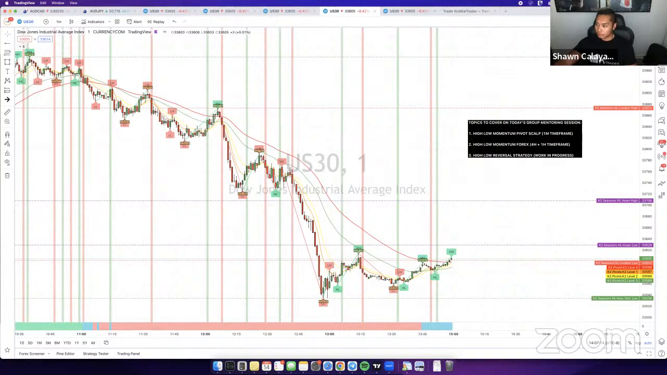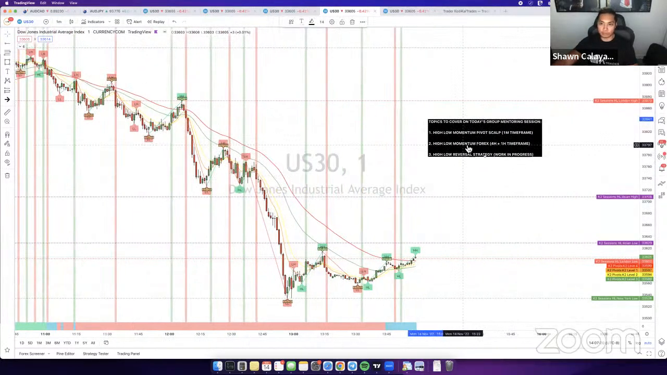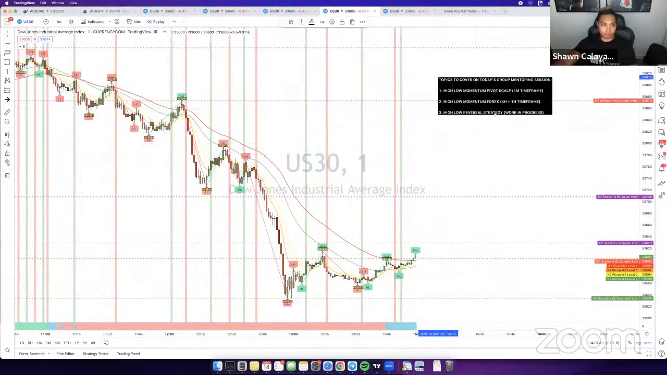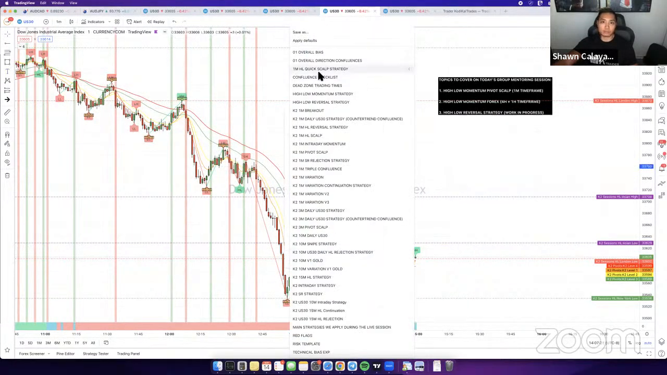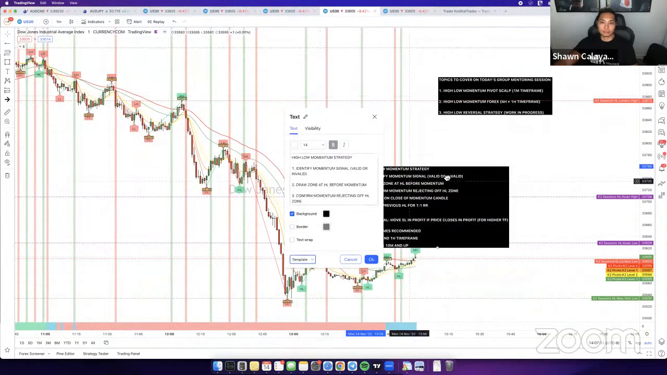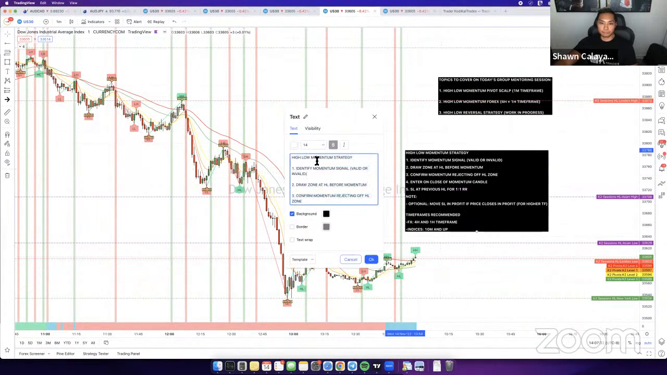So now that we've got that out of the way, we'll get started with the first topic for today. So first topic for today is going to be the high-low momentum pivot scalp. What I'm going to do here is I'm just going to make a few changes here.